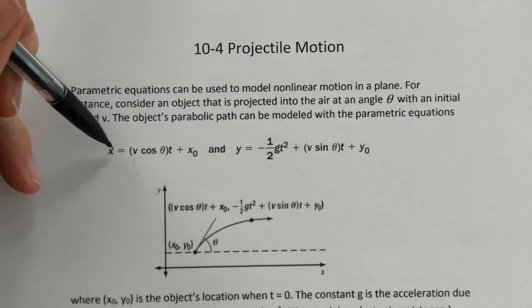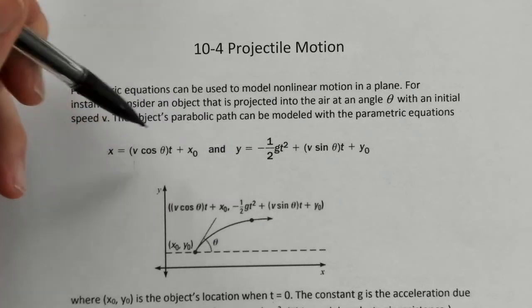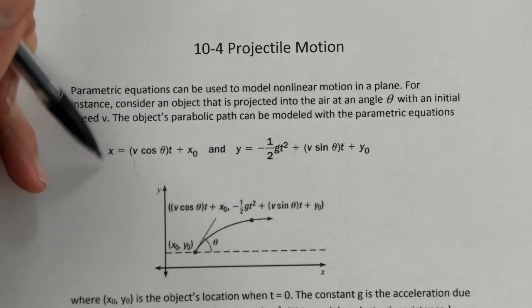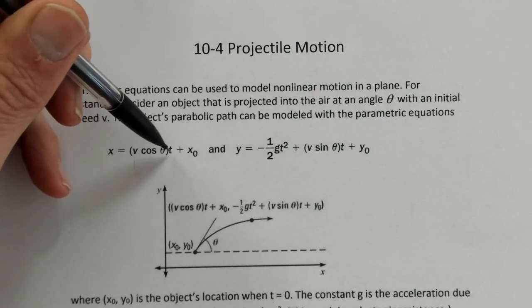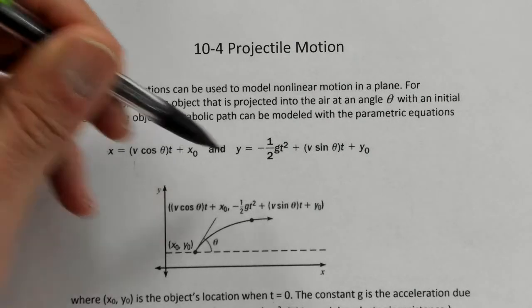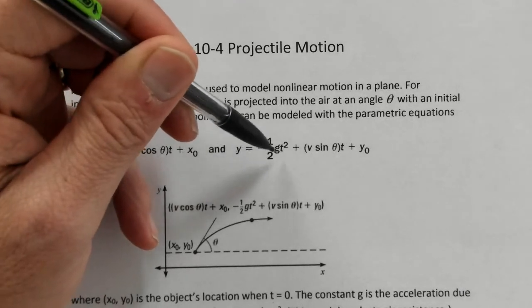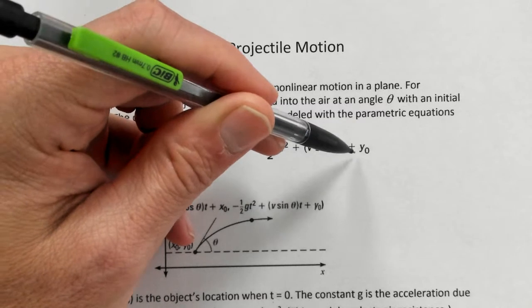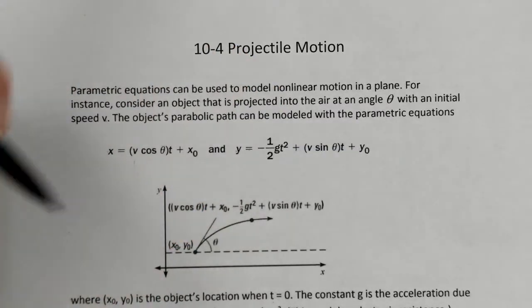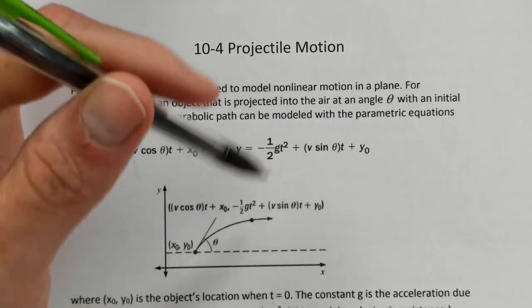Again, we've got one for x and one for y. For the x parametric equation, you've got x equals v times cosine of theta, times t, plus x0, and y is equal to negative 1/2 g t squared plus v sine of theta times t plus y sub 0. Now, let's talk about each one of these parts.